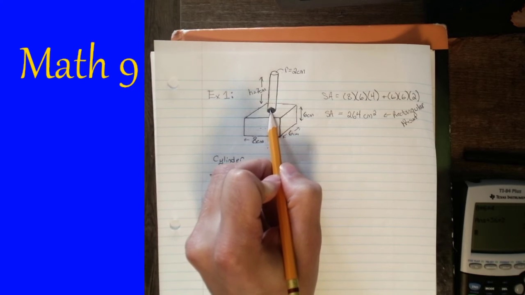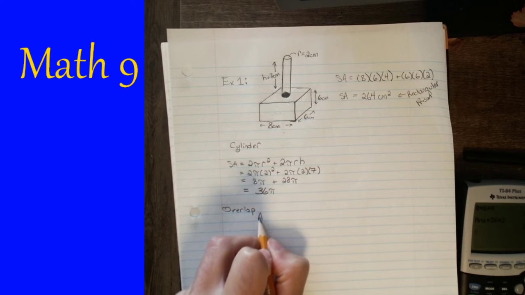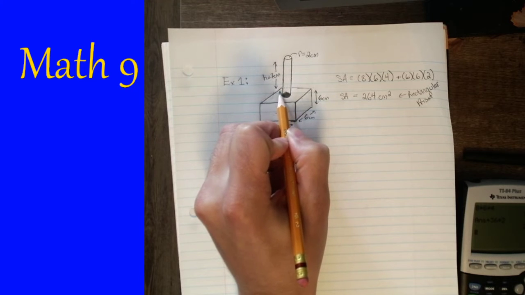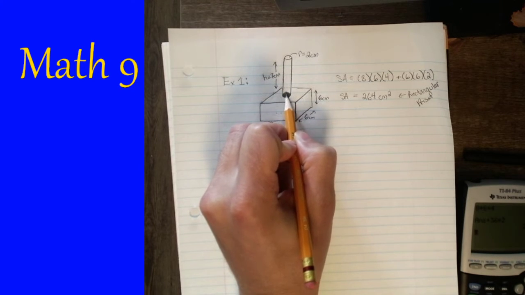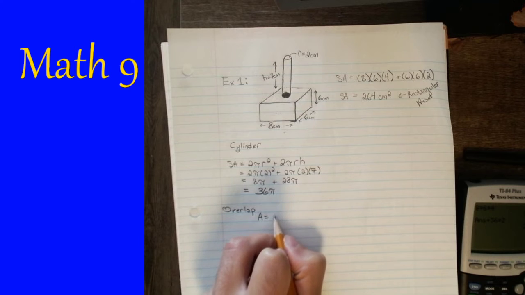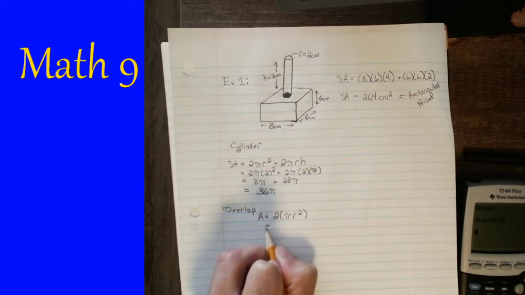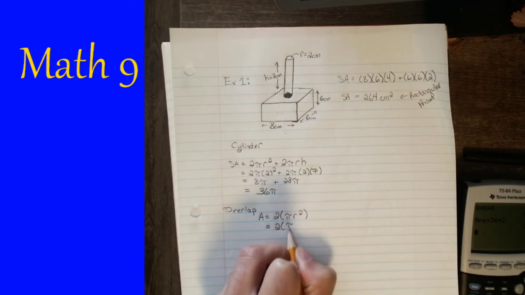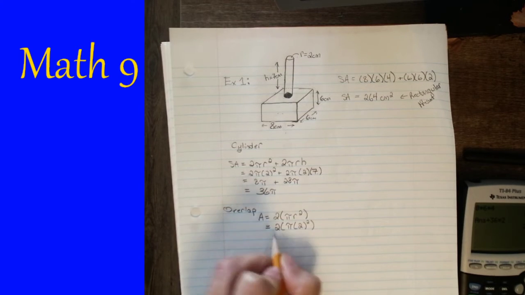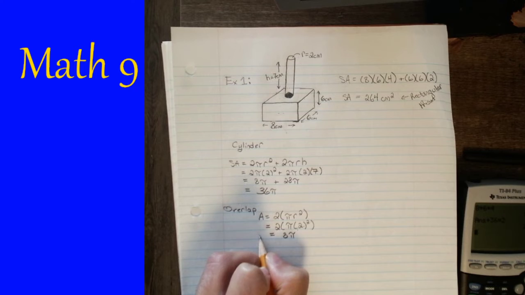So the overlap is here, and it is the area of one of those circles. So the overlap is the area of just this circle here, but it happens twice. We have to subtract it from the bottom of the cylinder, but we also have to subtract it from the top of the rectangular prism. So what we end up subtracting is 2 multiplied by the pi r squared. 2 squared is 4, 4 times 2 is 8. So we have 8 pi that we need to subtract.